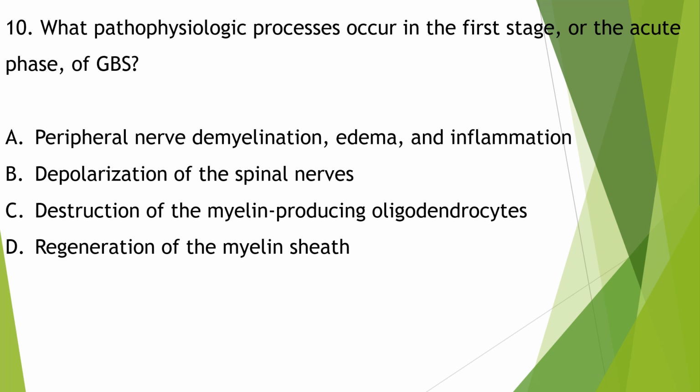The first stage is known as the acute stage, and it starts with the onset of clinical manifestations of peripheral nerve demyelination or destruction of the myelin sheath. Then there will be edema and inflammation, and this phase lasts approximately 4 weeks.